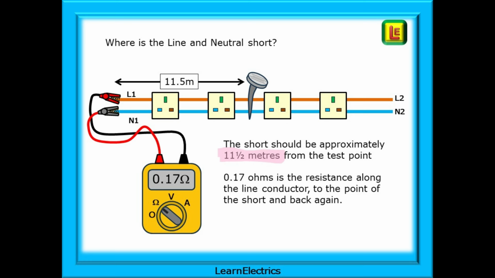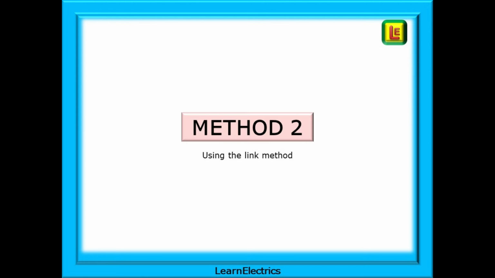Remember, 0.17 ohms is the resistance along the line conductor to the point of the short and back again on the neutral conductor, and the tables take account of this. Moving on to method number 2, which is useful if you're not sure of cable lengths between sockets.